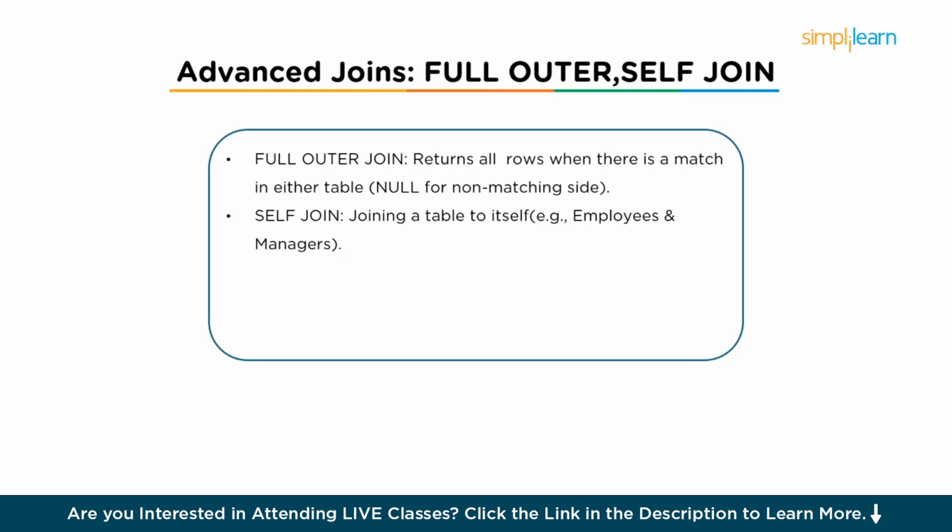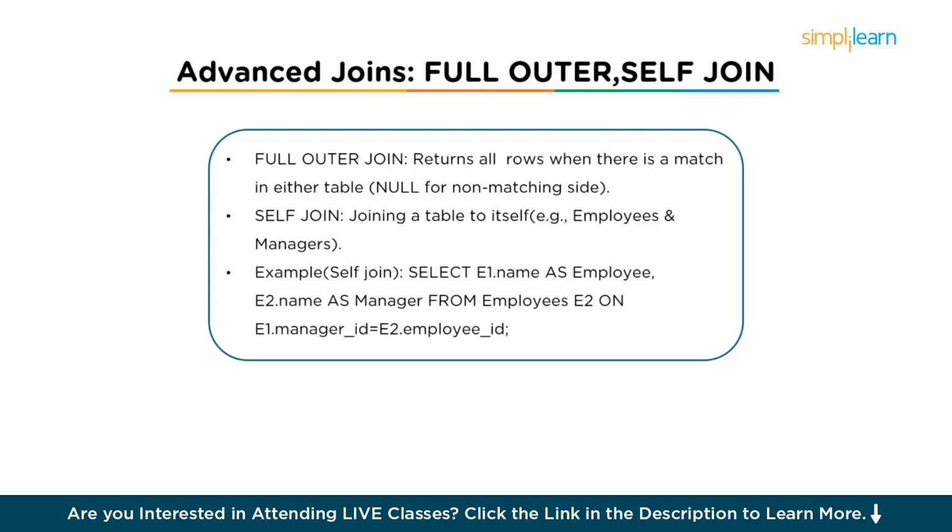By self-joining the employee table to itself, you can easily retrieve an employee's name alongside their manager's name from the same data set without needing a separate manager's table. This technique is invaluable for organizational charts, bill of material structures, or any data with a parent-child relationship within a single entity. For example, the above query retrieves pairs of employees and their corresponding managers from a single employee table.